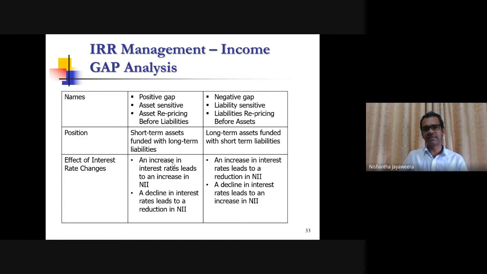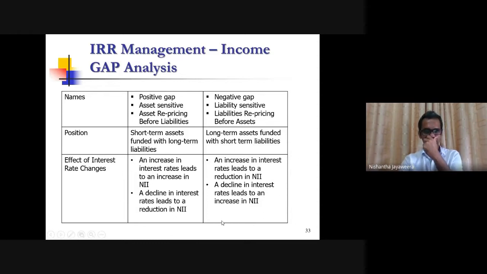On the negative gap, long-term assets are funded with short-term liabilities. That's the more probable case, especially in a bank. You fund long-term assets with short-term liabilities. Then whenever the interest rate changes, your new liabilities will be at the new interest rate. So if the interest rate has gone up, your interest expenses increase. If the interest rate has gone down, your interest expense goes down. So that's what happened.